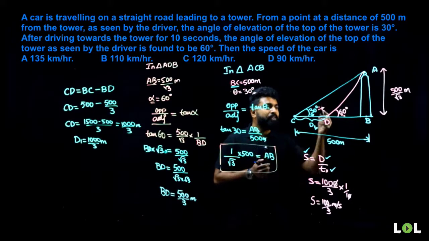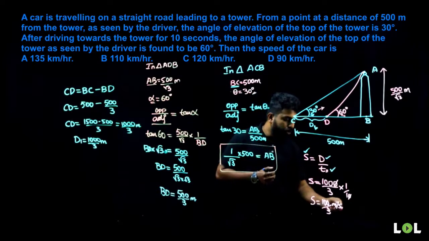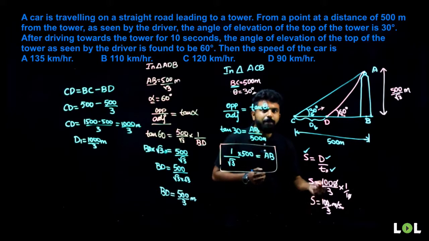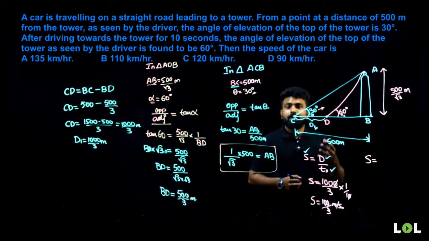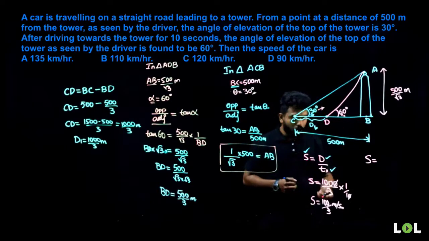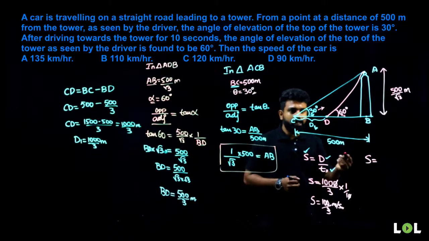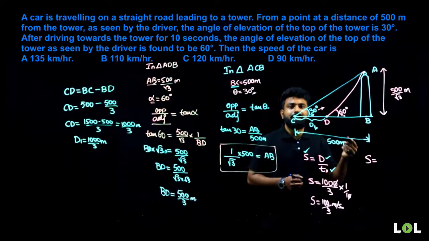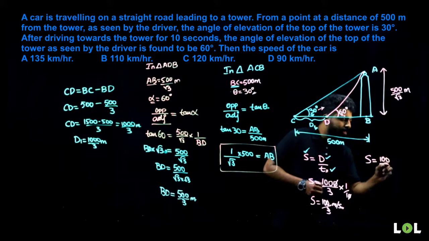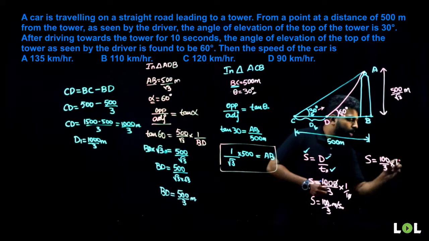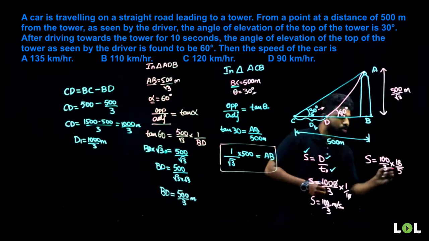But do we have the same in our options? No. Every option that we have is in kilometer per hour. So what do we need to do? We need to convert this meters per second into kilometer per hour. So how do we do that? From our time, speed and distance videos, you'll all know that conversion of meters per second into kilometers per hour is done by multiplying by 18 by 5.